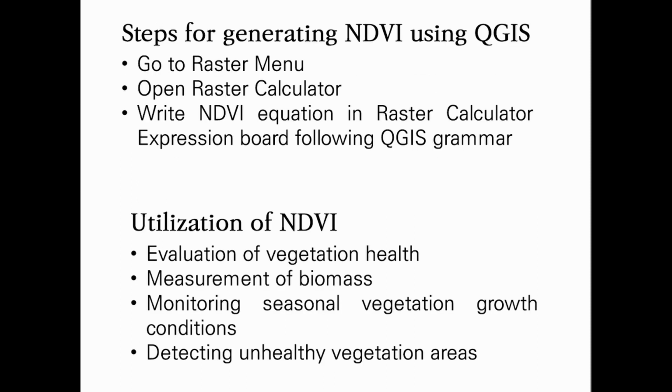Generating NDVI using QGIS has the following steps. The first step is to go to the raster menu. The second step is to open the raster calculator. The final step is to write the NDVI equation in the raster calculator expression board following QGIS grammar. I will show the example later. NDVI can be utilized for many purposes. For example, evaluation of vegetation health, measurement of biomass, monitoring seasonal vegetation growth conditions, and also detecting unhealthy vegetation areas.